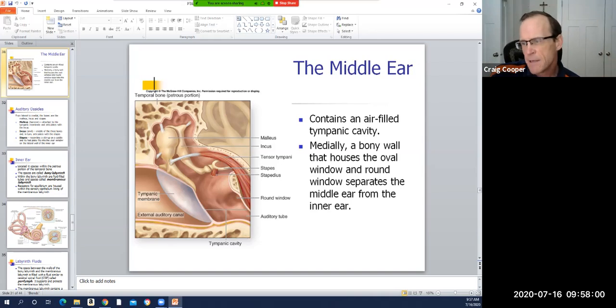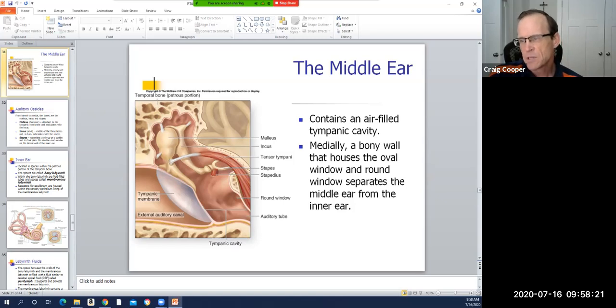Now, I don't really see the hammer that much. I don't really see the anvil that much, but those are the nicknames of these bones. The malleus is the first one that's attached directly to the tympanic membrane. The incus is the middle one. And then the stapes, it does look kind of like a stirrup. So that one makes a little bit more sense visually to me.